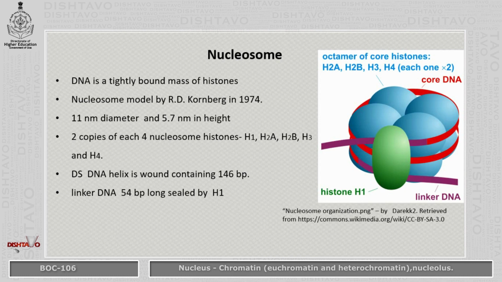If you look at the diameter of this nucleosome, it is 11 nanometer and the height of this nucleosome is 5.7 nanometer. A double-stranded DNA helix is found to be wound around this nucleosome, which ranges in the base pair of 146 to 200. There is also a linker DNA which is about 54 base pair long. It starts bonding around the octamer histones and it ends with the linker DNA. Now this linker DNA is sealed off on this octamer histone with the help of histone H1.